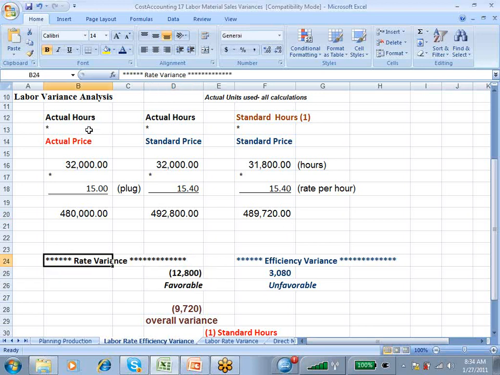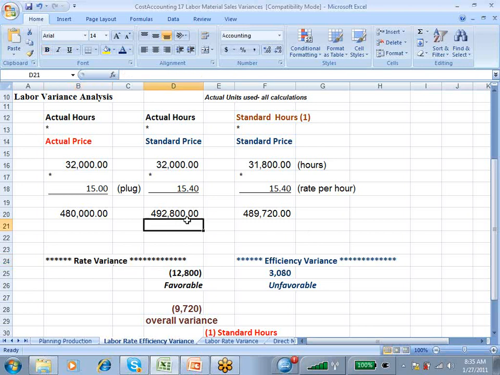So rate variance has to do with the fact that the actual hours are the same in both columns, but price is different. Here's actual price, here's standard price. That's a rate variance, difference in the price you paid for labor, which means you have the opportunity to pay less for labor because we're in a slow economy and people are willing to get paid less.